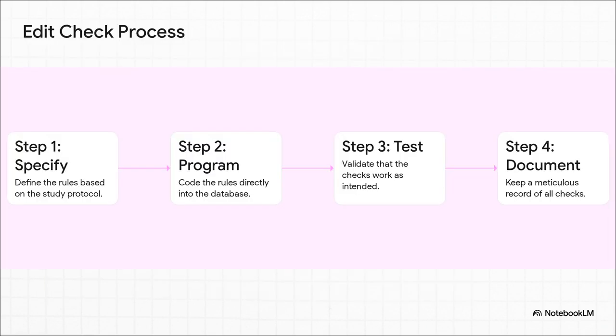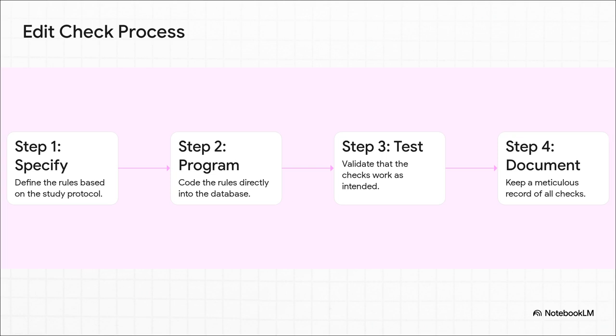Now, you don't just whip up these edit checks on the fly. It's a very deliberate, 4-step process. First up, you specify the rules, and these come directly from the study protocol. That's your source of truth. Step 2, a programmer takes those rules and codes them into the EDC system. Third, and this part is absolutely critical, you have to test them, really test them, to make sure they work exactly as planned.